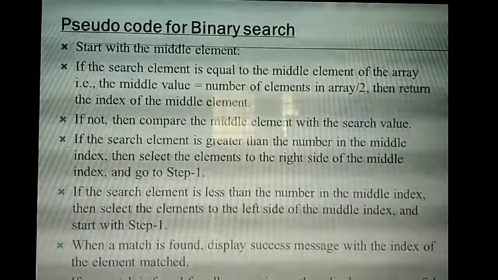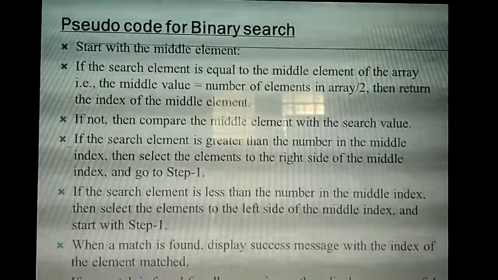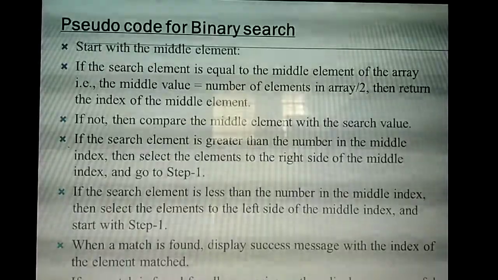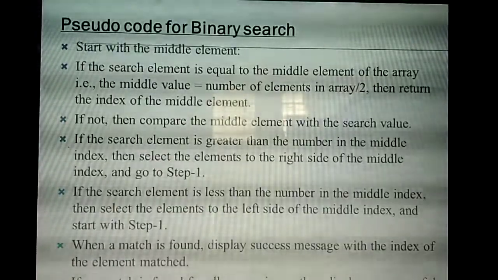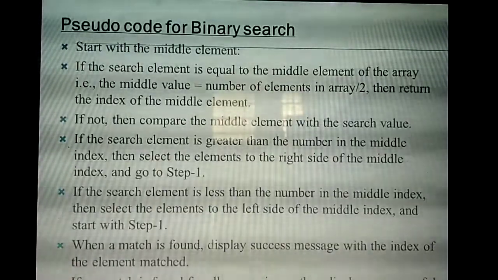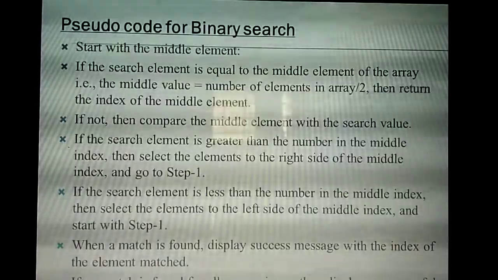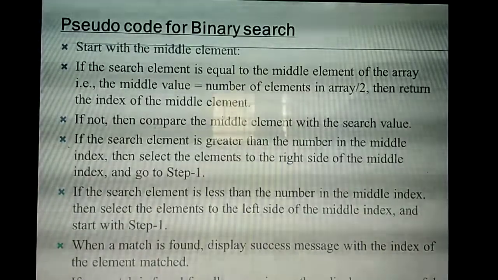That means the particular index value it will return. If the match is not found, it will display the unsuccessful message. Understand? This is the pseudocode for the binary search algorithm. First step: it always starts with the middle element. What's the formula to calculate the middle element? The total number of elements of the array divided by 2. You will get some value. That's the index of the middle element.